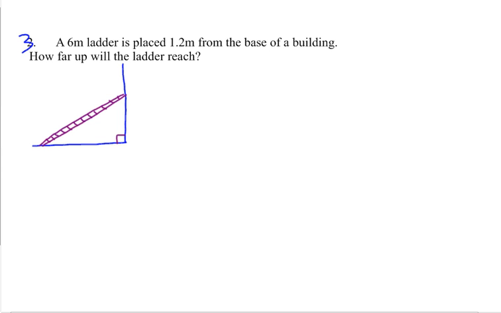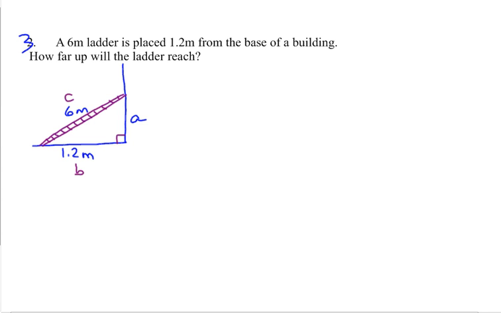Okay, so where does the 6 meters go? On the hypotenuse. Okay, that's the ladder. Is placed 1.2 meters from the base of a building. Where's that going to be? On the bottom. It says, how far up will the ladder reach? So we're looking for this height. We can call it A if you like. Okay, so who's C? C is 6 meters, and B then would be the 1.2.